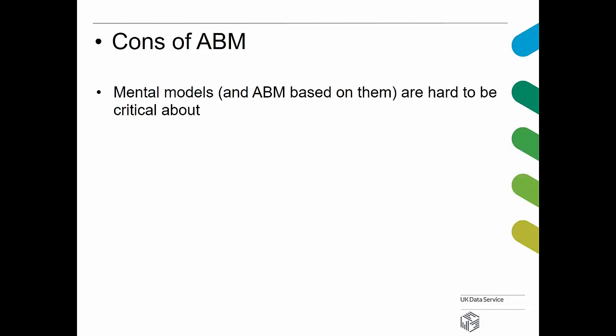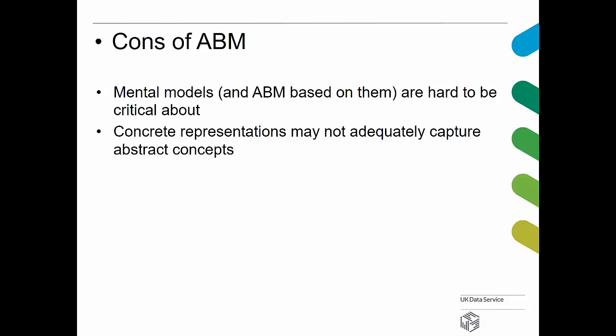The mental models, and the agent-based models based on them, are very hard to be critical about. You will find that people are just very protective of how they think it happens, and they're not always willing to test or even fully explain how they think it happens in order to build an agent-based model. So for some people, it's really poking a sore spot to make them build a model.